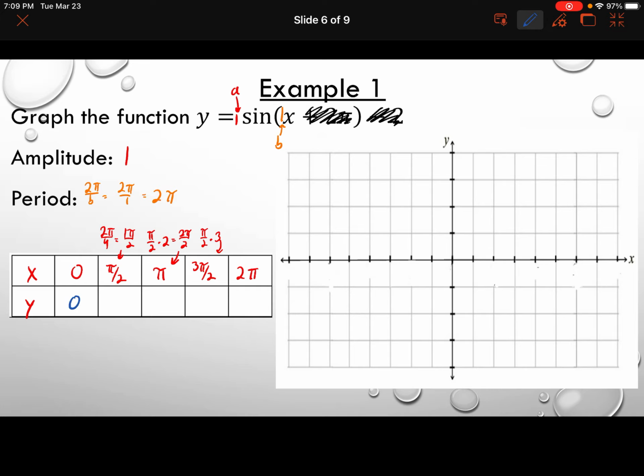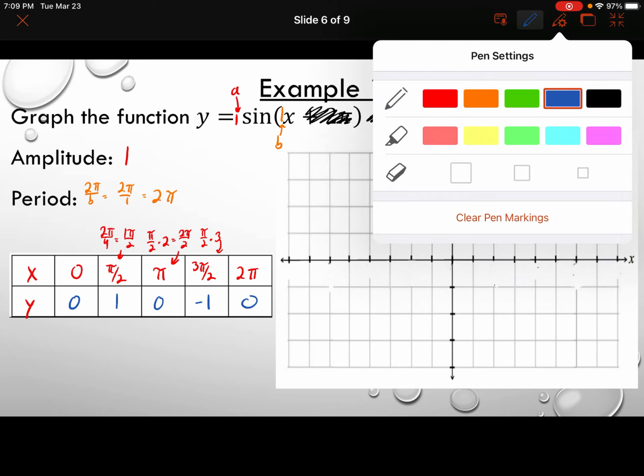y value is. Sine of pi over 2, look it up on the unit circle, would be 1. Sine of pi would be 0. Sine of 3 pi over 2 would be negative 1. And then sine of 2 pi would be 0. Okay, so we have our points. And let's actually quickly plot those. So I'm going to plot them here.